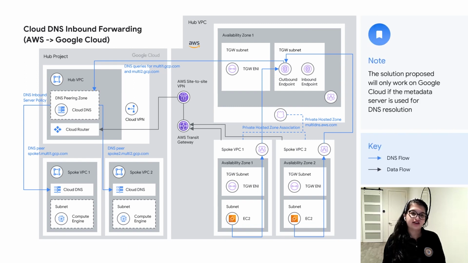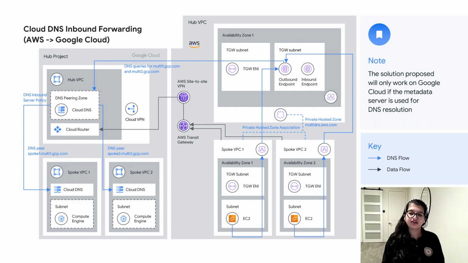So let's look at the DNS and network routing flow for inbound forwarding of the DNS queries. That is from the AWS EC2 instances to the Spoke 1 and Spoke 2 domain names. The EC2 instances located in AWS in both the Spoke VPCs send the query to their local DNS resolver, and per the Route 53 forwarding rules, they get forwarded to the Route 53 outbound endpoint associated in the hub VPC. The Route 53 outbound endpoint then forwards the DNS query to Cloud DNS, and Cloud DNS receives the queries via DNS inbound server policies and forwards these queries to the respective spoke VPCs, as it has a DNS peering established between itself and the individual spoke VPCs.